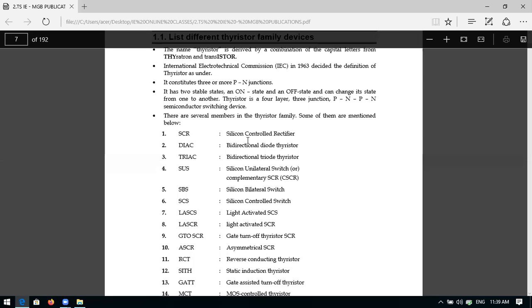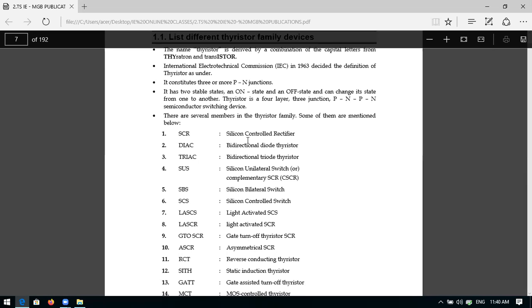It is also called complementary SCR, CSCR. You can also call it a complementary SCR. That means the SCR is bidirectional, a controlled rectifier, whereas the SCR is unilateral, conducting in only one direction. So it is complementary SCR.